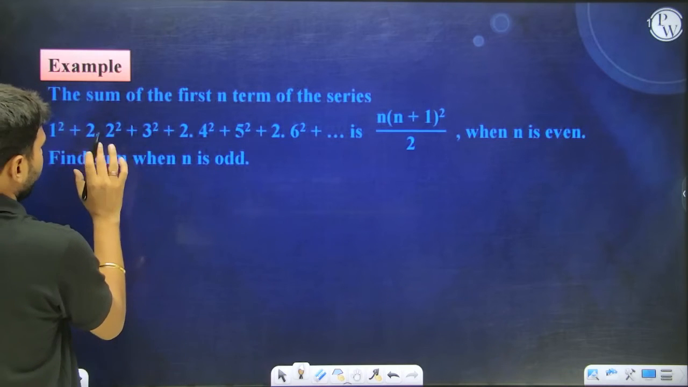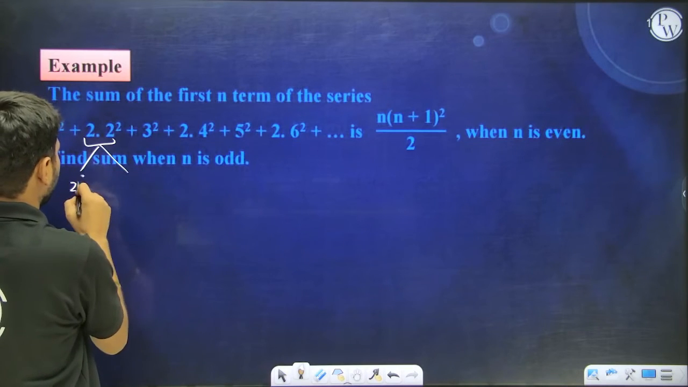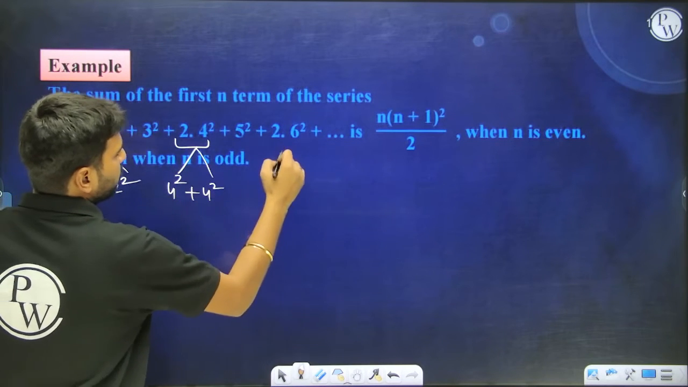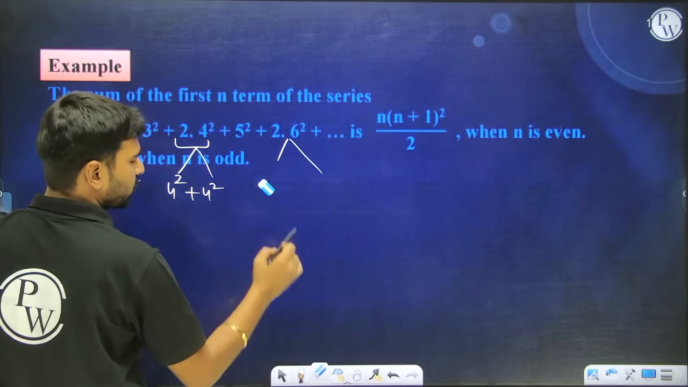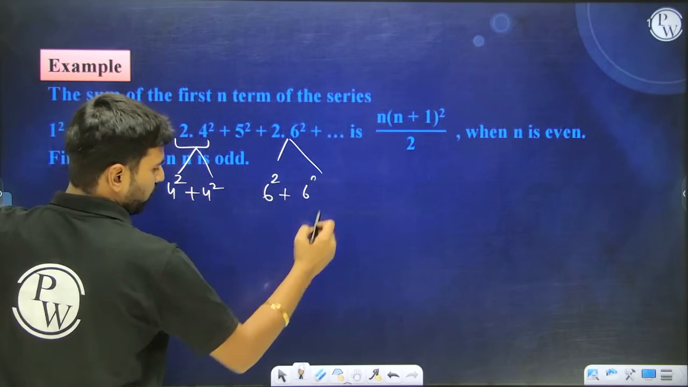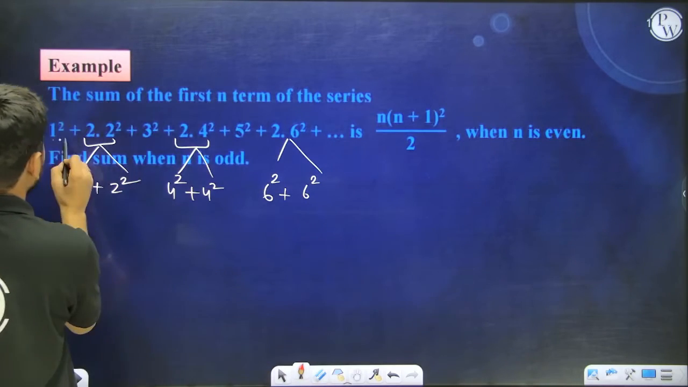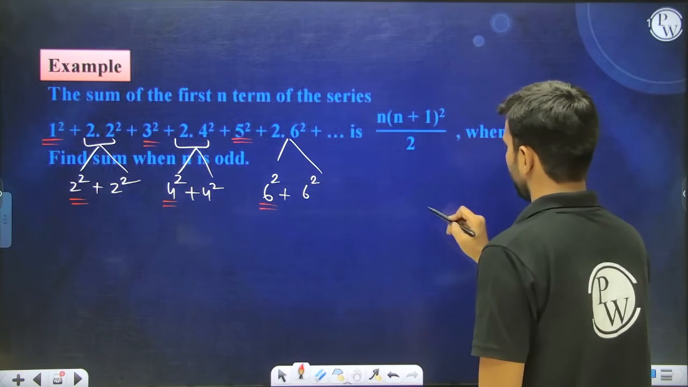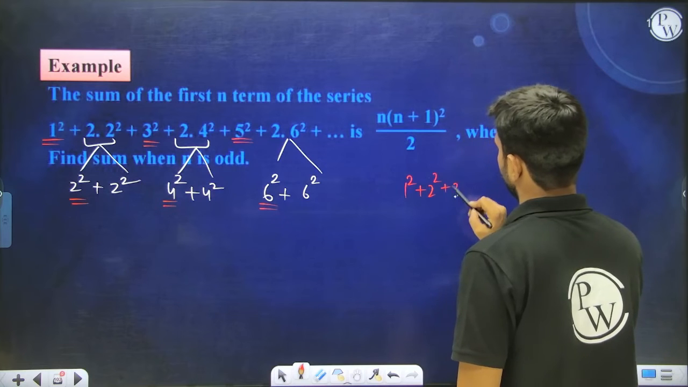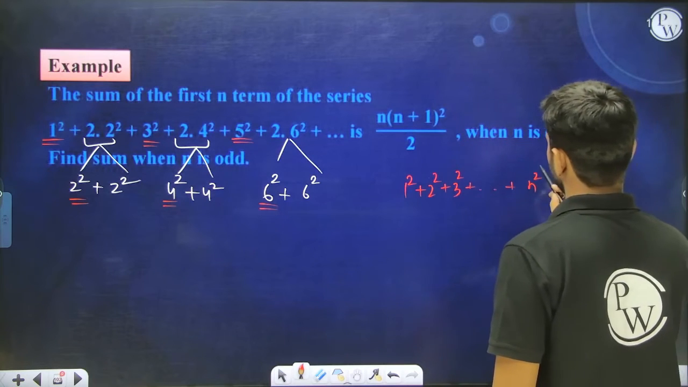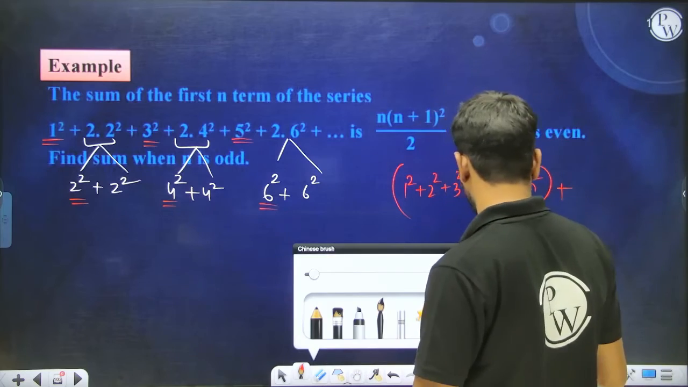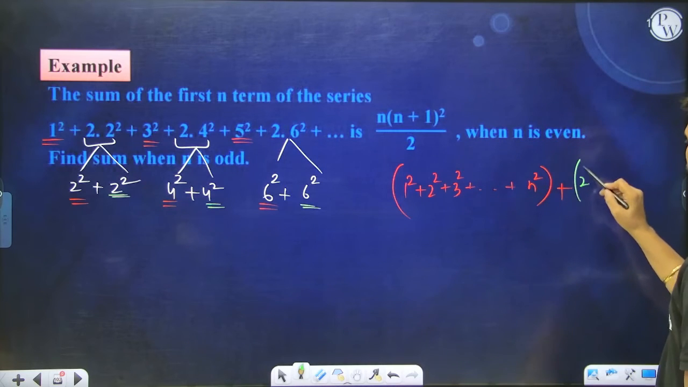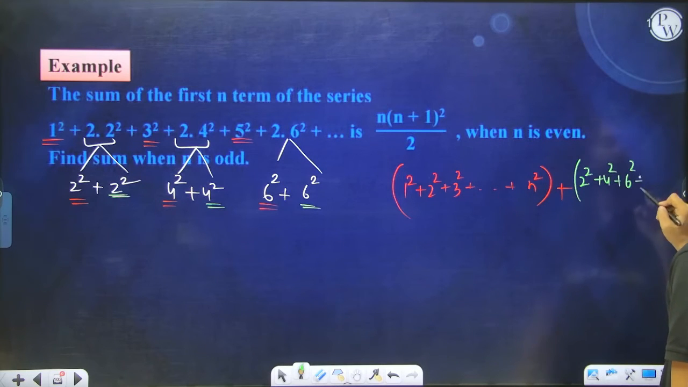Okay, if you segregate this into two parts, 2 square plus 2 square. If you segregate this into two parts, 4 square plus 4 square, and so on. If you segregate this into two parts, 6 square plus 6 square, the problem will be solved. Here, if you take these kind of terms, it is going to be 1 square plus 2 square plus 3 square plus 4 square and so on till n square. And now what is remaining will be the terms which I am going to underline in green. So over here 2 square plus 4 square plus 6 square and so on will remain.